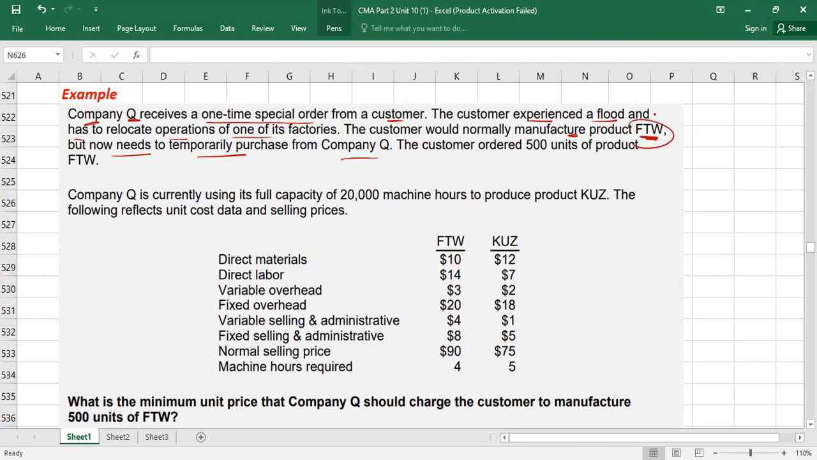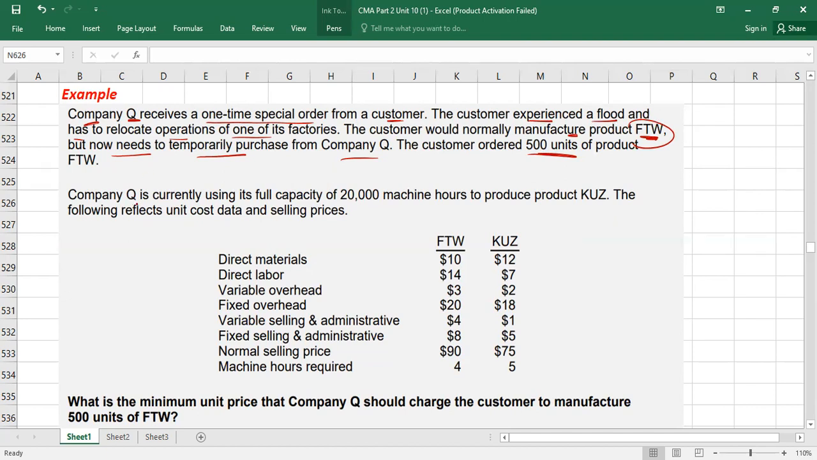Previously, he was manufacturing due to flood. So now maybe he is going to relocate his factory. So that is why temporarily he is buying from you. So the customer ordered how many units? 500 units of the product. Of which product? Of FTW. So this is the quantity of order.